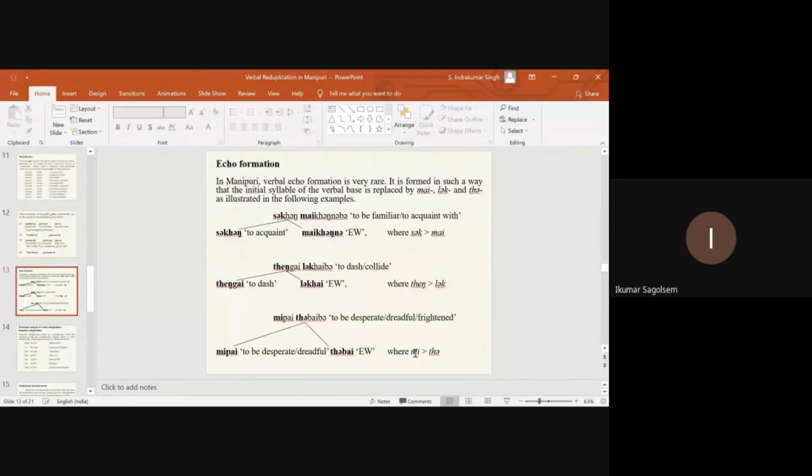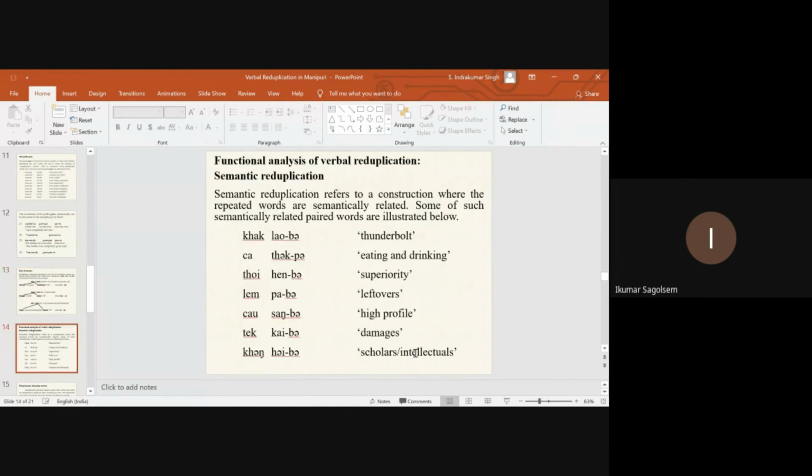In verbal echo formation, the echo word that follows the verbal base is always meaningless. The echo word obtains an idea of generality only when it gets attached to the meaningful base word. The pair constructions show a slight variation either in the initial or the final syllable. Verbal echo formation is very rare, and it is formed by replacing the initial syllable of the first word with my, luck, and tha, as can be seen here, sakang, maikang naba. To be familiar with, the first syllable sak is replaced by my, and the first syllable tang is replaced by luck, and in nipai thawaiba, the first syllable mi is replaced by tha, to form nipai thawaiba, to be disparate.